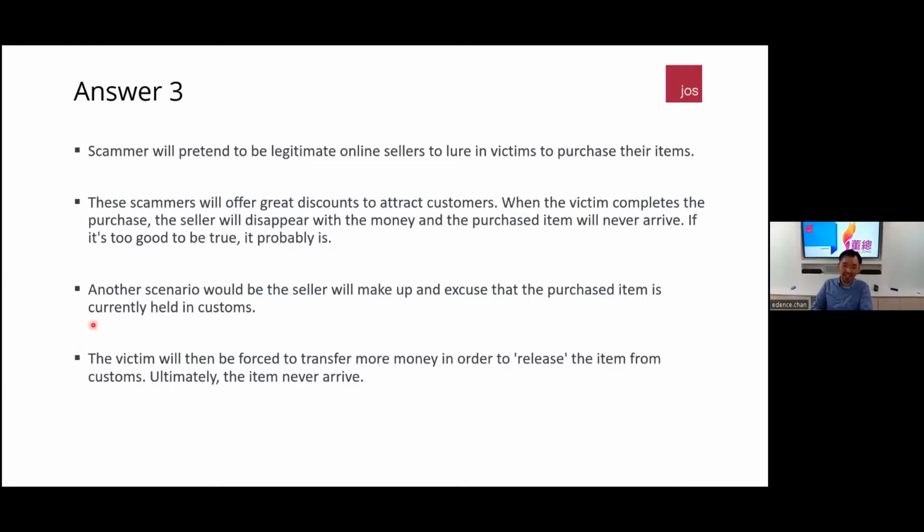In some cases, the seller will also make an excuse that the purchased item is currently stuck in customs. In order to release the item from customs, the buyer needs to pay extra money. Eventually, when the money has been remitted, the item will never arrive. We have seen so many cases like this. So when you notice people asking you to make a payment this way, 99% this is already a scam case.